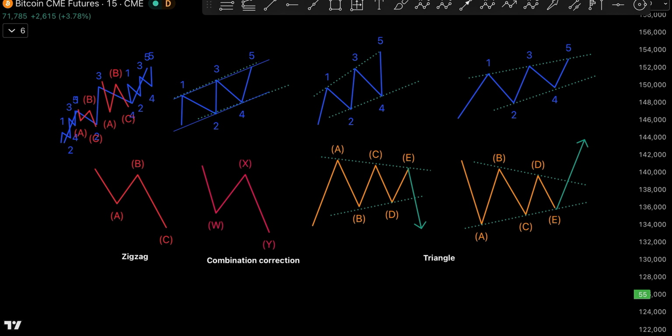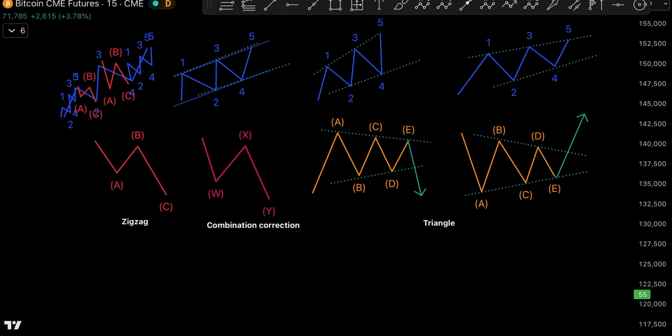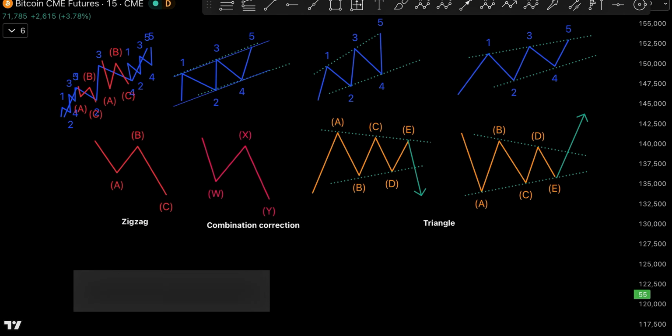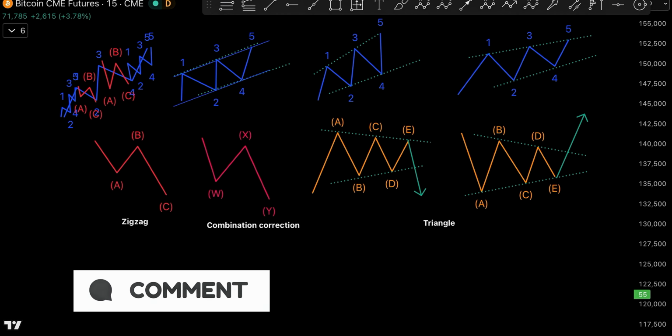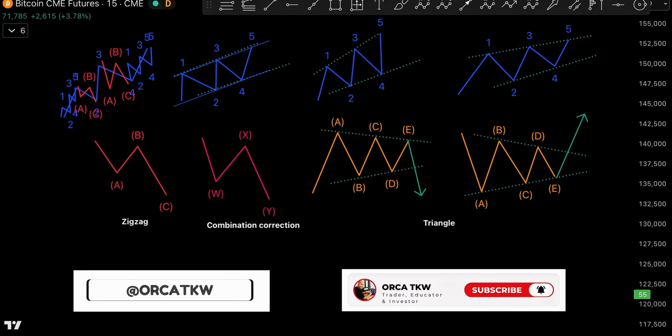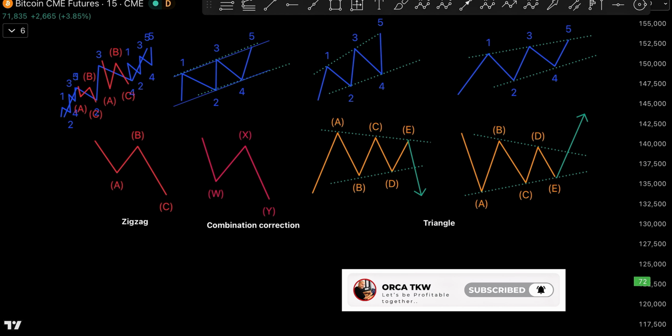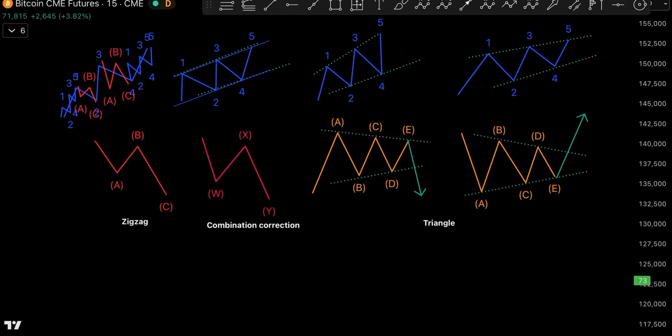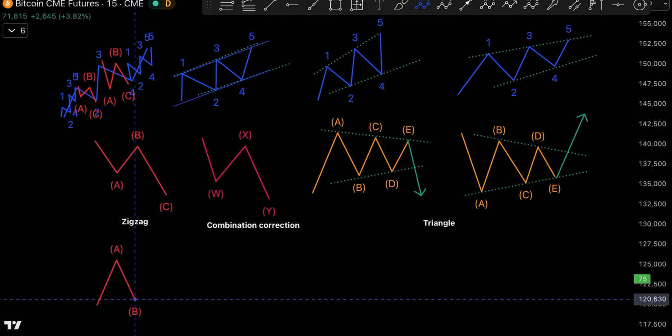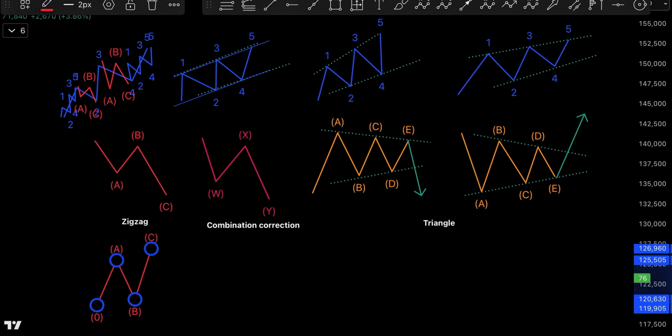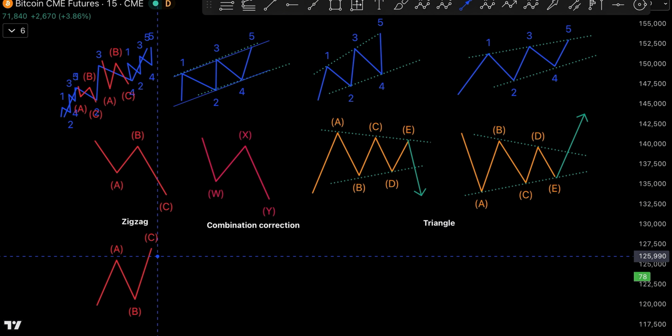And now we can move on to corrections, that is flat corrections. There is a regular flat, there is an expanded flat, and also a running flat. And they look different to each other. And there are also bearish flats and bullish flats. And these structures always happen in a correction, and they are 3, 3, 5 structures. Let's talk about a regular flat. Let's say, okay, this is A, B, and a C. And then the price moves towards the downside.